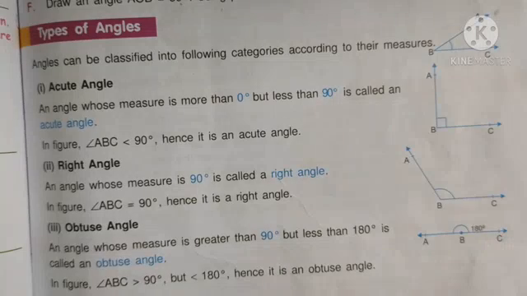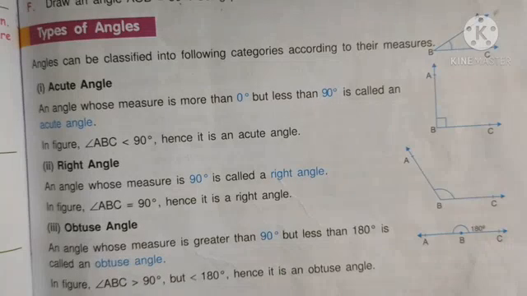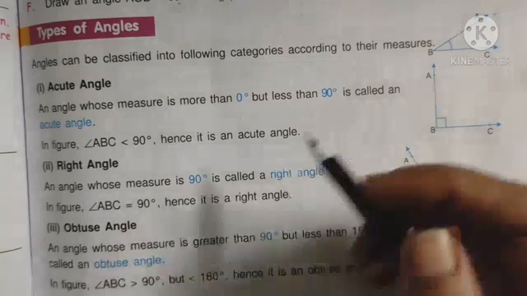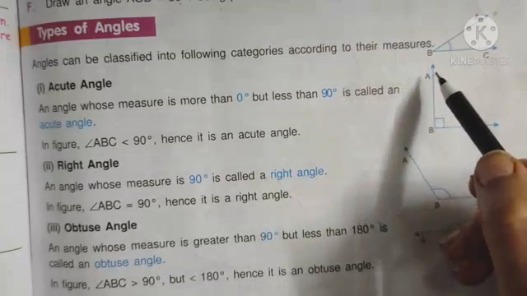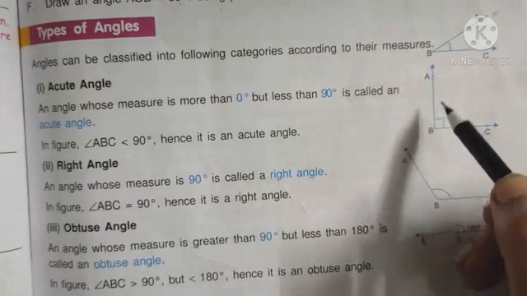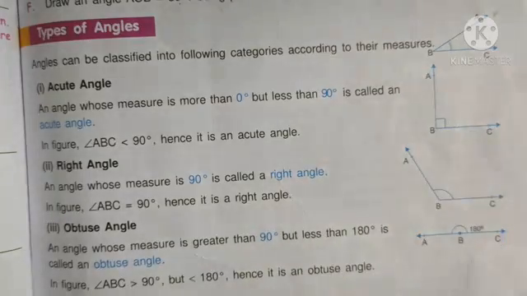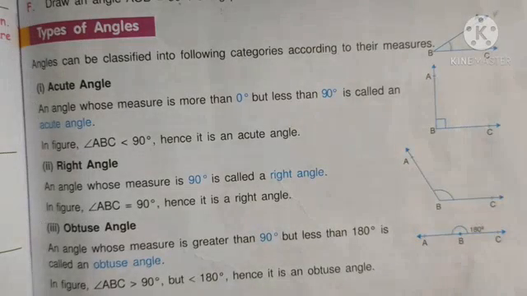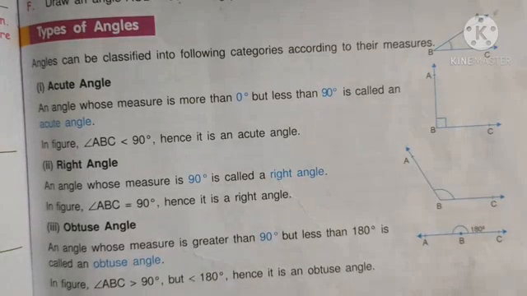Then right angle. An angle whose measure is 90 degrees is called a right angle. In figure A, you can see it is a right angle, angle ABC. As it is 90 degrees, it is a right angle. An angle which measures 90 degrees is always a right angle.